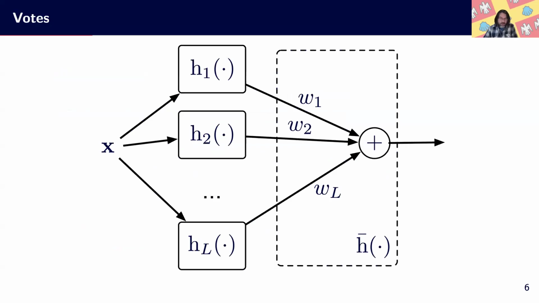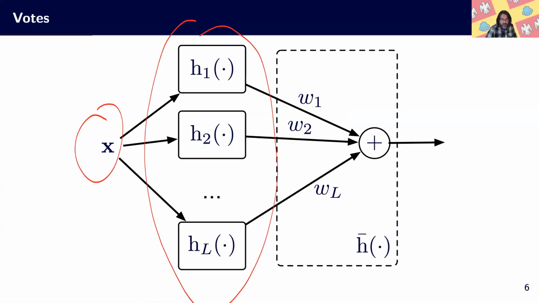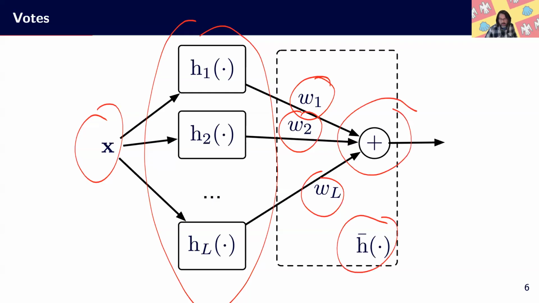And so the voting model looks like this. We have the input X, which is put in parallel into each individual member here, H1 to HL. And then we have a weight wj that is multiplied with the output of the corresponding hj. And then we have this sum that is summing over all of them, and that gives us the ensemble decision, which is called H bar.